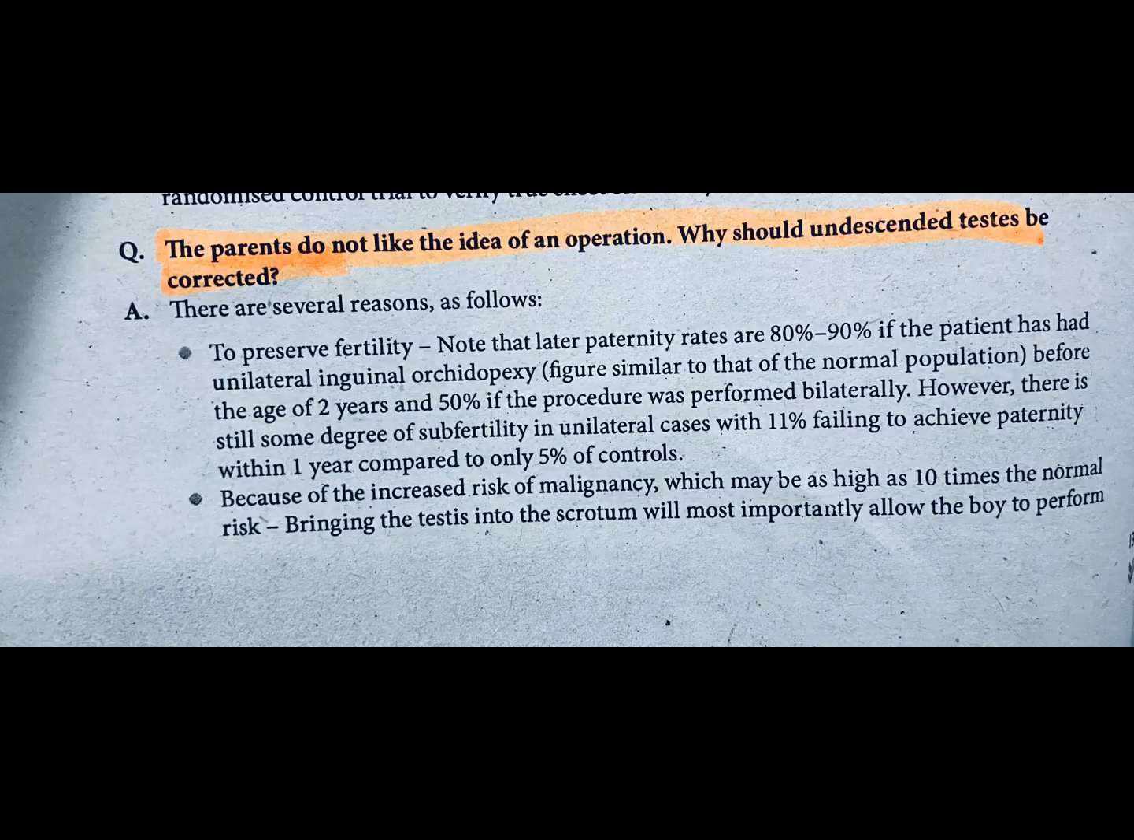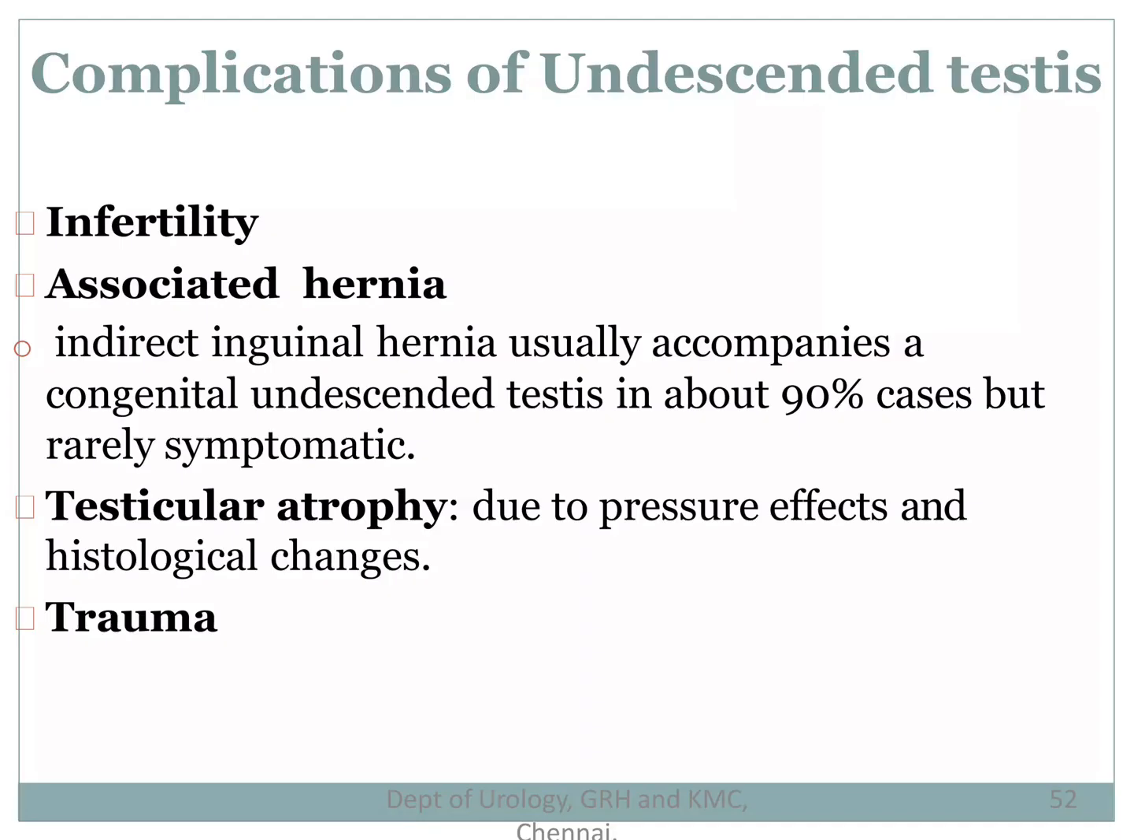Now if a patient presents to you with undescended testes and you are planning for orchidopexy, but the parent does not like the idea of operation, and they ask you why you are considering that it should be corrected. So you can explain the various reasons for this surgical correction. Number one, to preserve the fertility. Note that later paternity rates are 80 to 90% if the patient has unilateral inguinal orchidopexy.